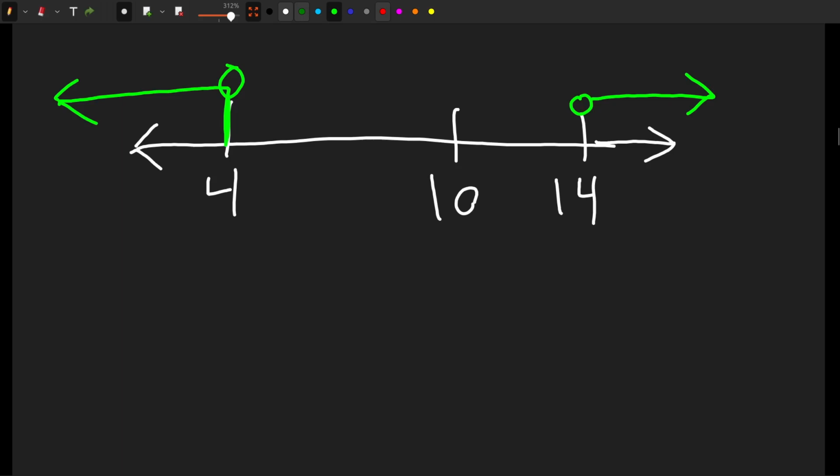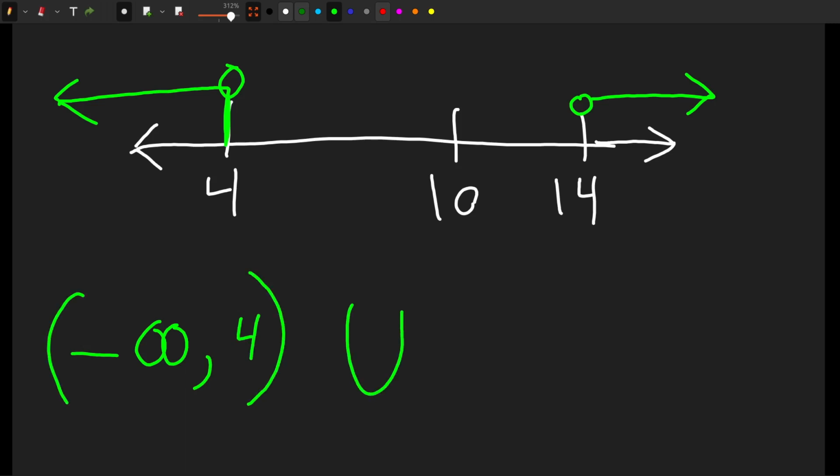Now, in this case, our interval notation is negative infinity to 4, parentheses, union, which is a giant U effectively, 14 to infinity.